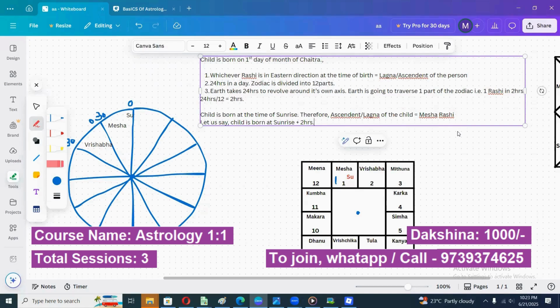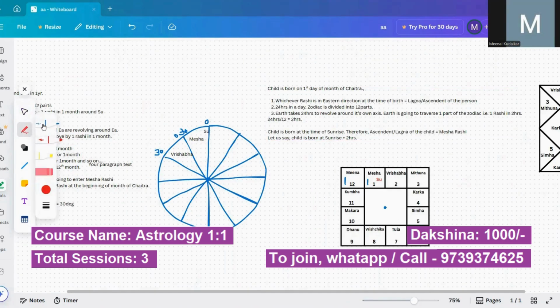So the sun is going to move ahead in the sky because earth is rotating around its own axis, right? So the sun is going to move ahead by 2 hours, which means this entire zodiac is going to shift by 2 hours. So at sunrise plus 2 hours, if we look at the eastern direction, that eastern direction would have shifted because of the rotation of earth around its own axis.